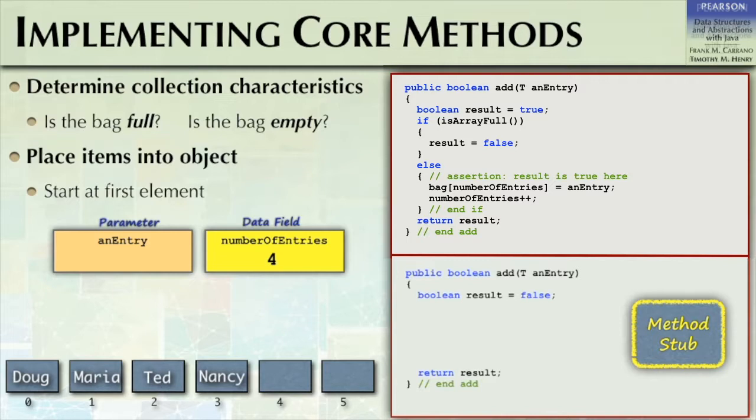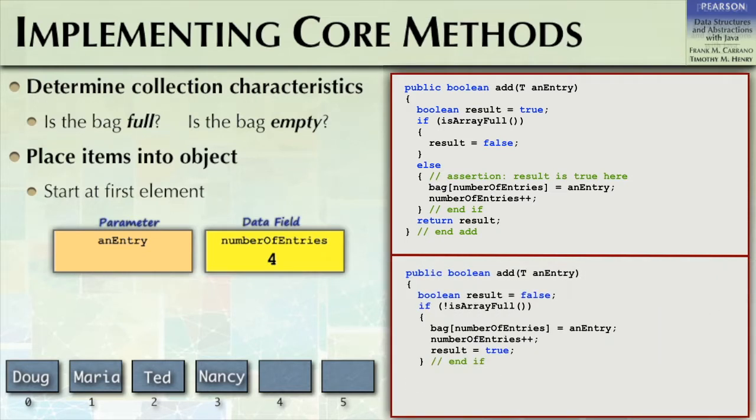Generally, a stub has just a return value that indicates failure of the function or has no meaning to the client. If the method is a void function, just braces are enough. Once other functions have been tested, we can complete the stub. In this case, if the bag is not full, we add an item and increment number of entries and set the result to be true to indicate success.